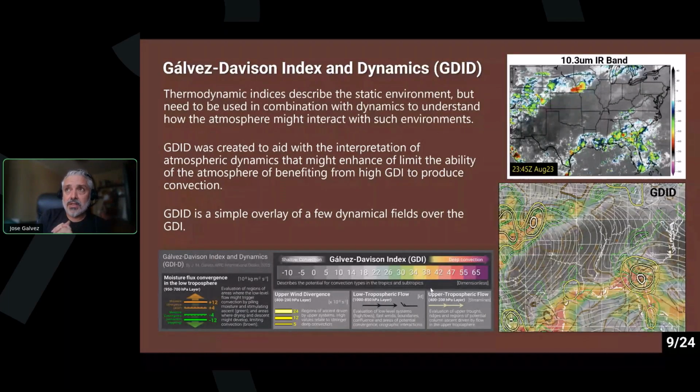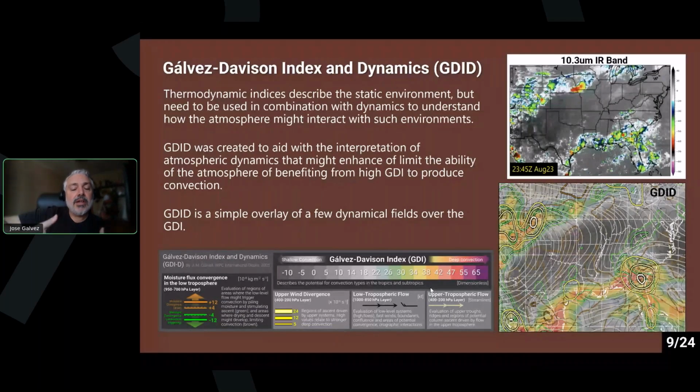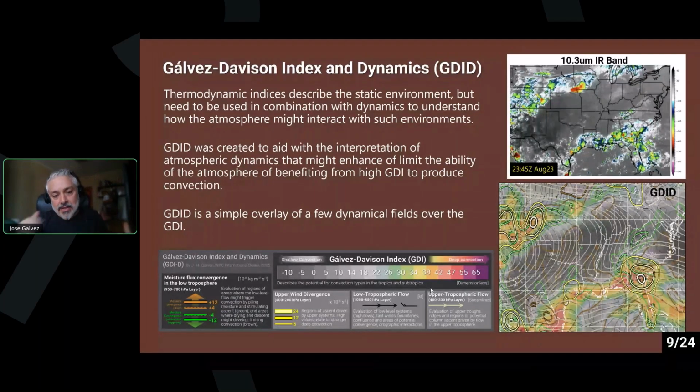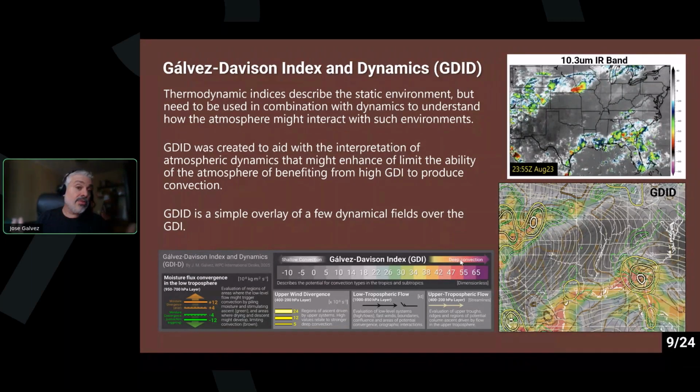The Gálvez-Davison Index, like any other stability index, is not a standalone index, meaning that it only tells you about the environment. It would tell you, okay, the atmosphere has the potential to produce deep convection, but you don't know if the motions of the air are going to limit that formation of the convection, right? So if you have a high GDI, say a value around the red, and then you have subsidence, then that GDI won't be able to be utilized by the atmosphere to produce convection.